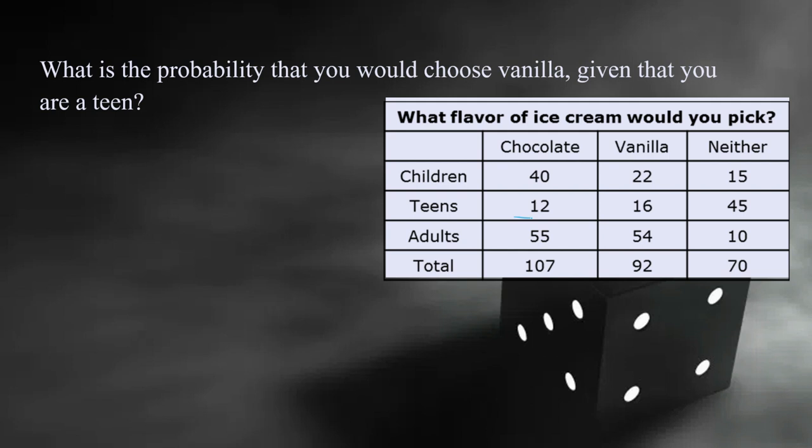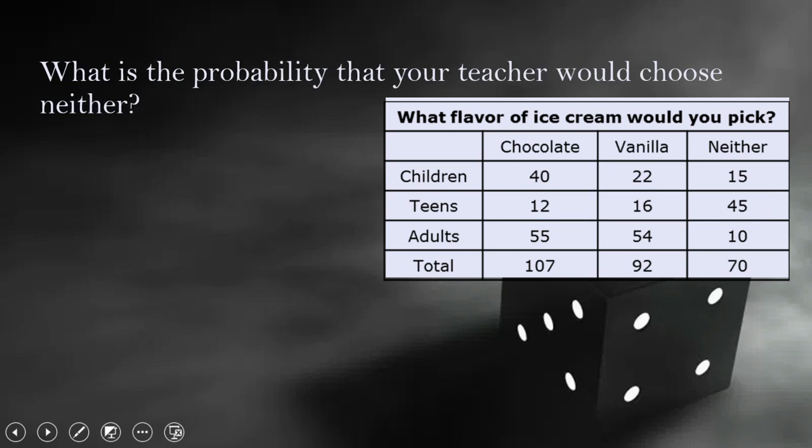Let's try another one. What's the probability you would choose vanilla given that you are a teen? So now we're only looking at the teenage numbers, okay? So vanilla is a 16 out of, and then we're just going to add up those 3 numbers, and we get 73. So are you kind of seeing how this works? We're tweaking the sample space based on the group or the qualifier that we're interested in.